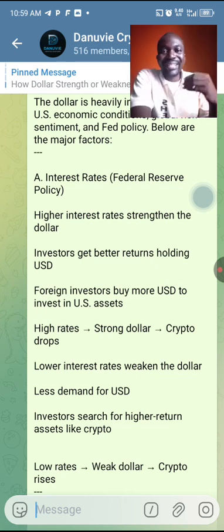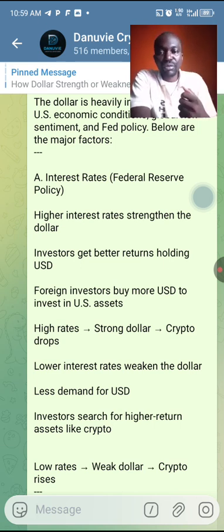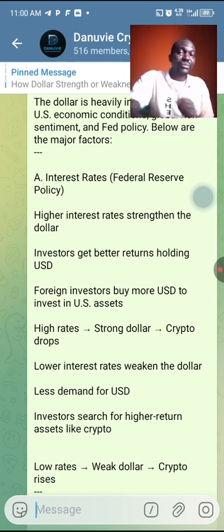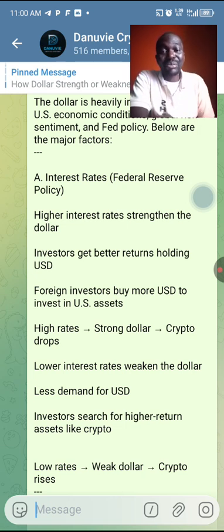So when money is not being pumped into circulation, the dollar is going to gain value, and prices of goods and services are going to drop, because the dollar's purchasing power is going to be very strong. So that's what it means by higher interest rates strengthening the dollar. Now, investors get better returns on holding US dollars. So you can see that. Now, foreign investors buy more USD and invest in US assets. Exactly. So high interest rates, strong dollar, and crypto drops. Remember, a strong dollar will always make cryptocurrency drop.